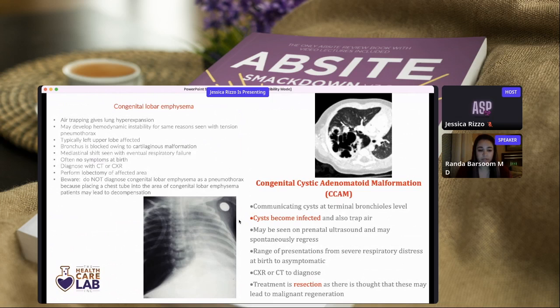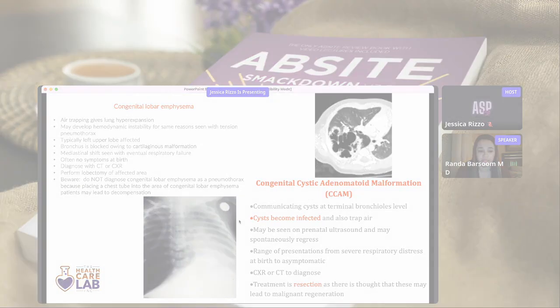So a couple of the lung issues that they like to talk about are congenital lobar emphysema, which is basically air trapping that causes lung hyperexpansion. You can very easily diagnose this or misdiagnose this as a pneumothorax and place a chest tube in there. However, that will lead to a pretty decent decompensation in the patient. The other thing is a CCAM, or congenital cystic adenomatoid malformation, and that's a communicating cyst at the terminal bronchial level. And these cysts can actually become infected and trap air. And then to treat them, you actually just resect them. They do have a malignant degeneration potential.